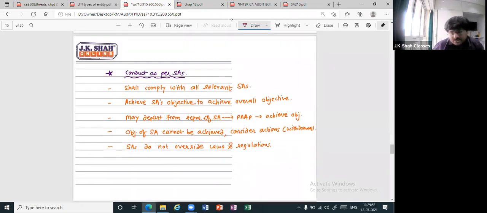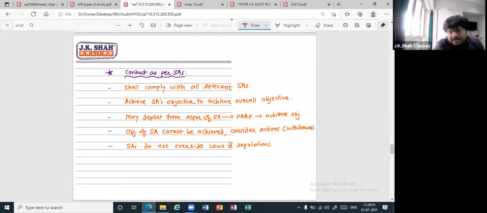Okay, then see. Conduct as per standards on auditing. The auditor shall comply with all the relevant standards. This is what I was talking about. First, it has to be relevant to the company. Thereafter, achieving the standards on auditing objectives is necessary to achieve the overall objective. Repeating, achieve standards on auditing objectives to achieve the overall objective, just like I told you, subjects and Inter CA. Thereafter, the auditor may depart from the requirement of the standard by doing alternate audit procedure. I told you orally. Why? Still in order to achieve the objective.